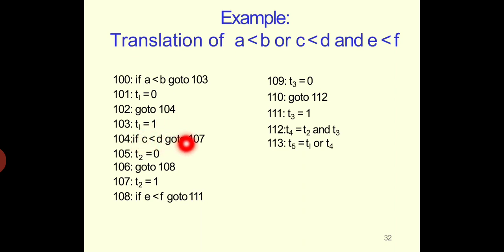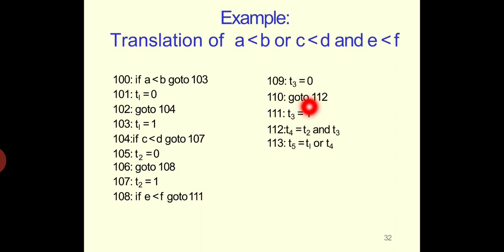So to check c less than d. If c less than d, go to 107, 104 plus 3, so 107. At 107, t2 equal to 1. That means if c is less than d, it is true, the true value will be assigned. Otherwise it will be 0. Then go to 108, which means we have to check it with e less than f. So if e less than f, go to 111. Then if that is true, it will be going to 111. At 111, t3 is assigned 1, otherwise t3 will be 0.